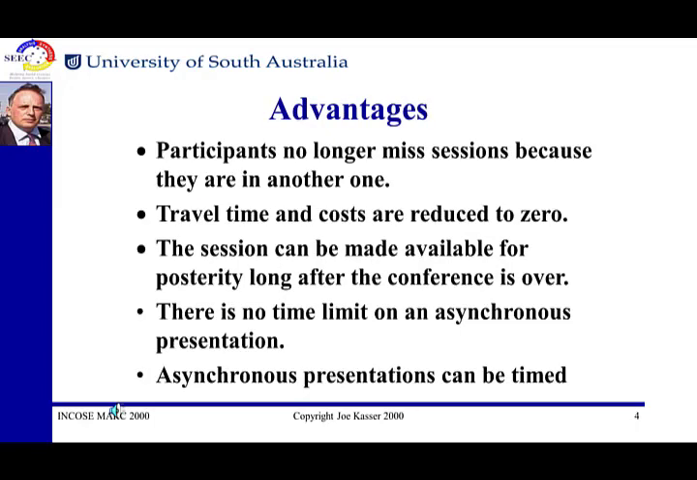Some of the advantages of the web conference are shown here. When you go to a conference, you may miss sessions because they're running in parallel. Well, here you don't. You don't have to miss a session because you can view the session at your own time and place. So travel time and costs are reduced to zero. Also, the session can be made available for a long time after the conference is over. So the knowledge remains. And there's no time limit on an asynchronous presentation. It's basically how long your listener will stay tuned to your presentation.